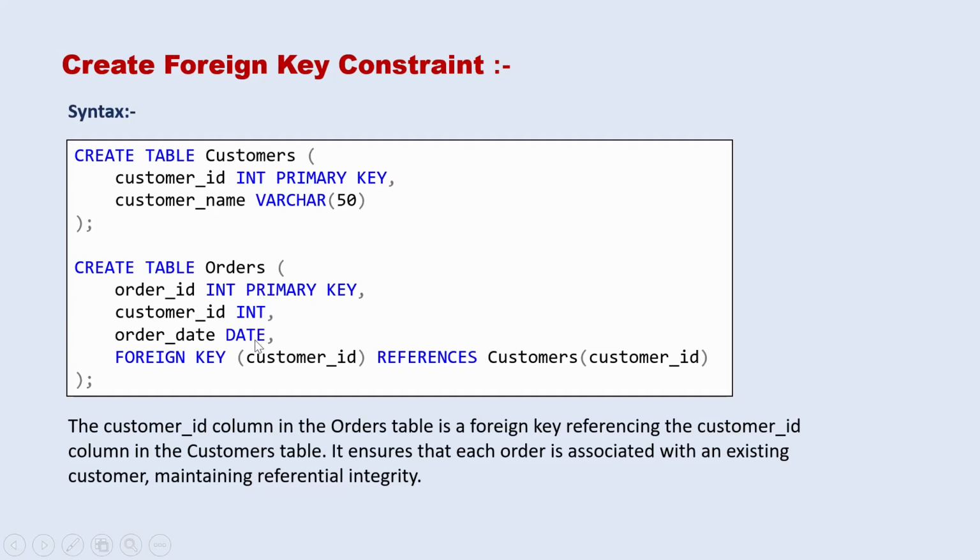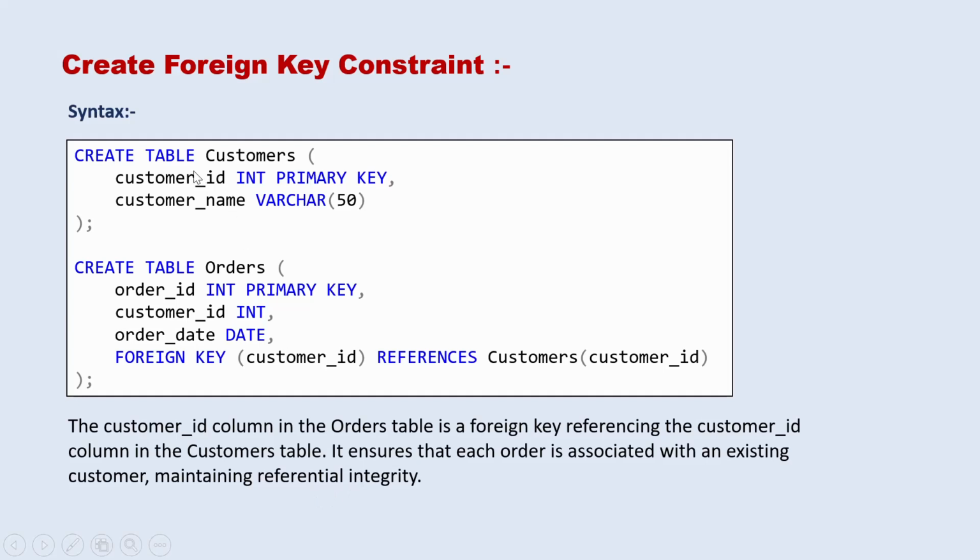So in the orders table, you cannot insert customer ID with value 5, because if you try to insert that in the orders table with customer ID 5, it will throw a foreign key constraint violation error. Okay, so this is what we have tried to explain here. The customer ID column in the orders table is a foreign key referencing the customer ID column in the customers table, which is the first table. So it will ensure that each order is associated with an existing customer, maintaining referential integrity. Okay, so that's what we have discussed.